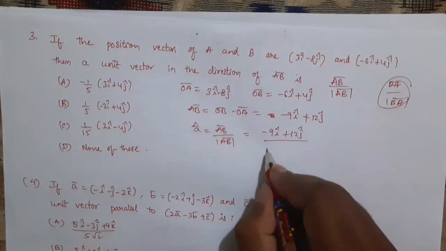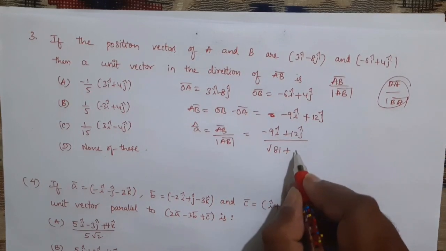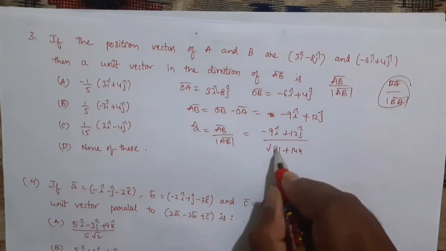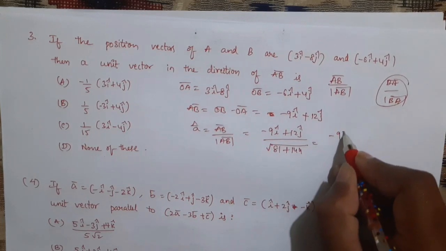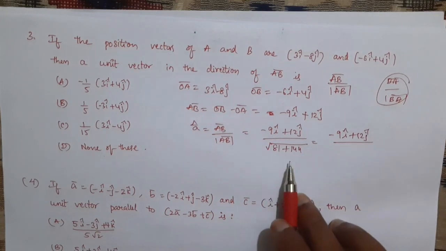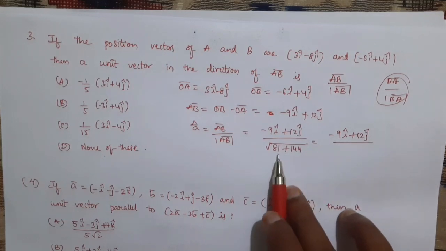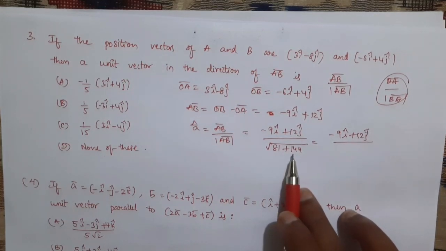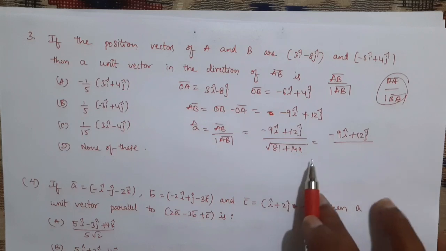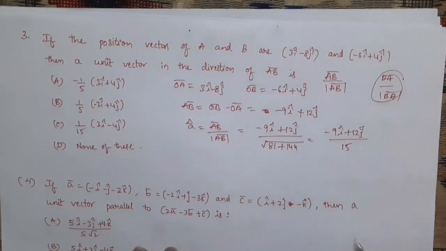What is modulus of AB bar? Square root of minus 9 whole square is 81 plus 12 square is 144, which is equal to minus 9 i cap plus 12 j cap divided by square root of 81 plus 144, which is square root of 225. So we will get 225. That means it will be equal to 15.